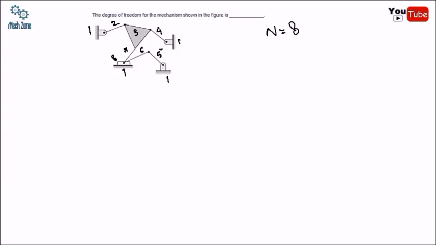Now I will mark the binary joints with the red dots. There is one binary joint here, one here, one here, one joint here, one is here, here one joint, here one joint. And we have two binary joints at this slider pair. This we have already explained in our lectures. So let us count the total number of lower pairs or the binary joints: 1, 2, 3, 4, 5, 6, 7.